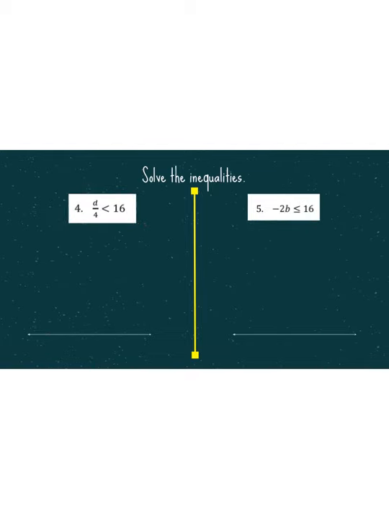I'm going to treat this less than symbol like an equal sign. Okay, and it says d over 4 is less than 16. Well, I'm going to say that this d over 4, remember that's just like d divided by 4. The opposite of divide by 4 is multiply by 4. So I'm going to multiply by 4 on this side, and that's going to take care of those 4s.